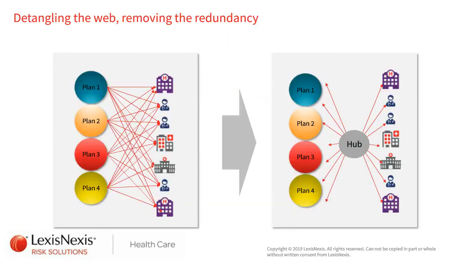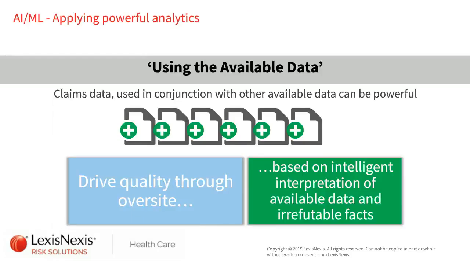So just, in the interest of time, we're going to hustle on here. It means that you can have an opportunity to detangle that web, remove the redundancy, and supply information through the hub once and have it distributed to the necessary parties. The next is, to be an oracle, you have to be more than a messenger. You have to add that wisdom and intelligence.